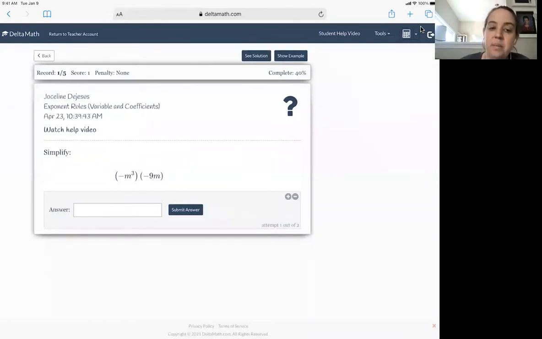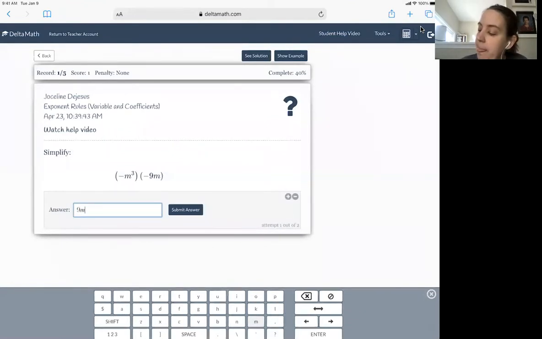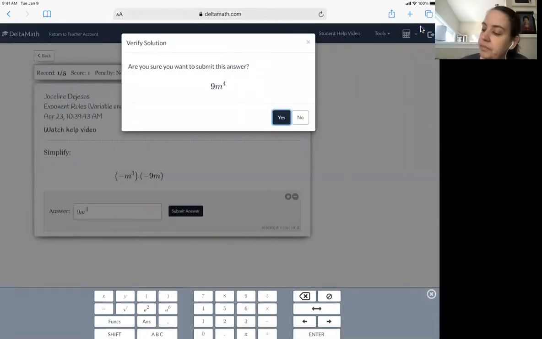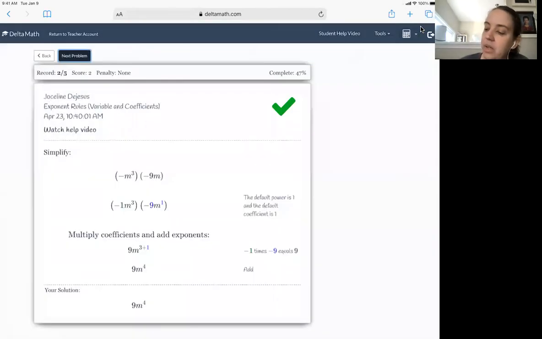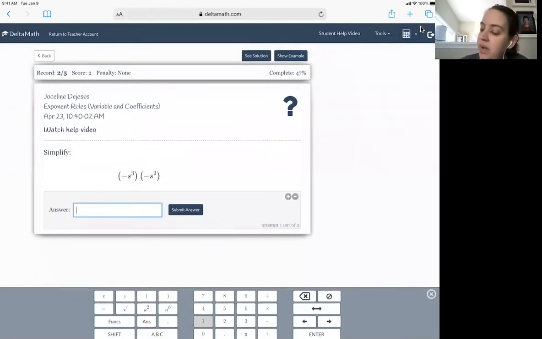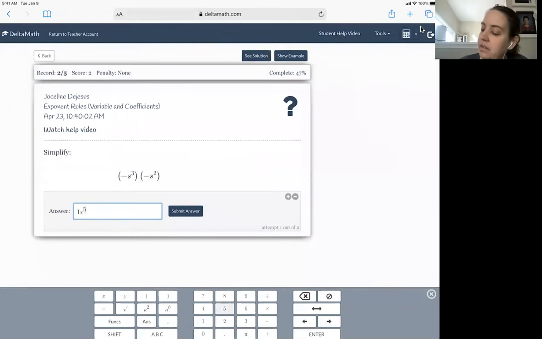The next problem, there's a -1 in front of the m cubed and a -9. So I'll multiply those and I get a +9. m cubed and m to the 1st altogether becomes m to the 4th. Good. For the next problem, there's 2 invisible -1s there. So a -1 times a -1 is a +1. s cubed and s squared together becomes s to the 5th. Looks like that.